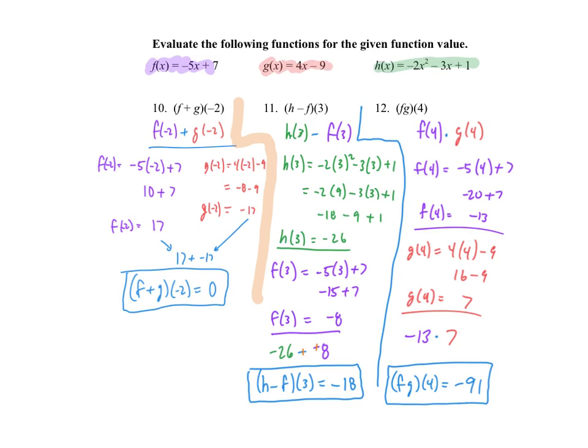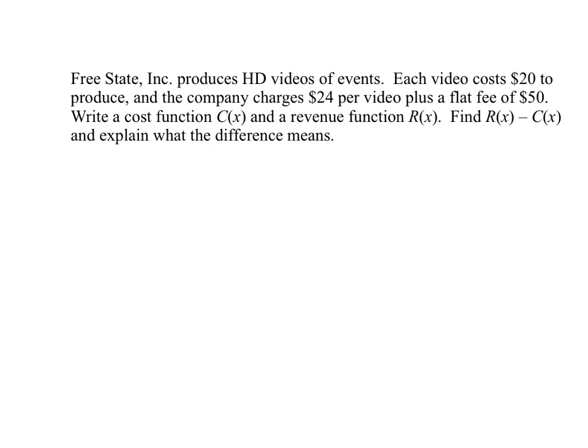All right, last problem. So here we got Free State Inc. produces HD videos of events. Each video costs $20 to produce, and the company charges $24 per video, plus a flat fee of $50. I almost said flat feet. So flat fee of $50.